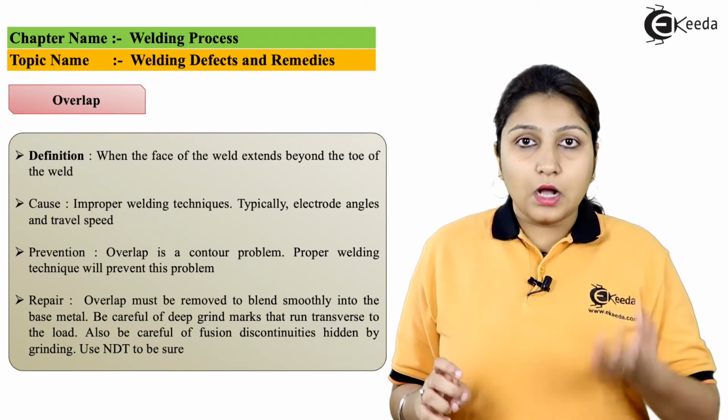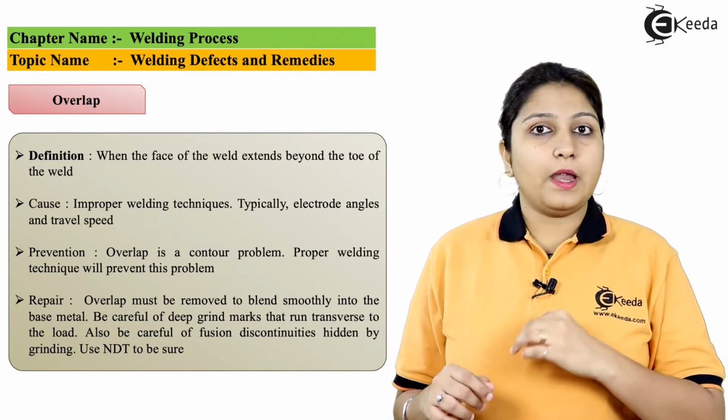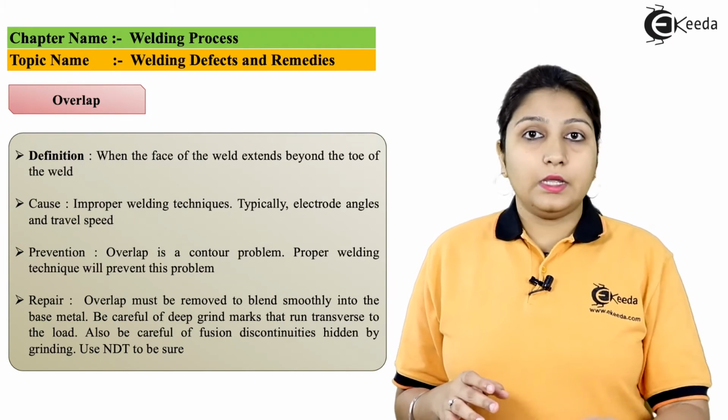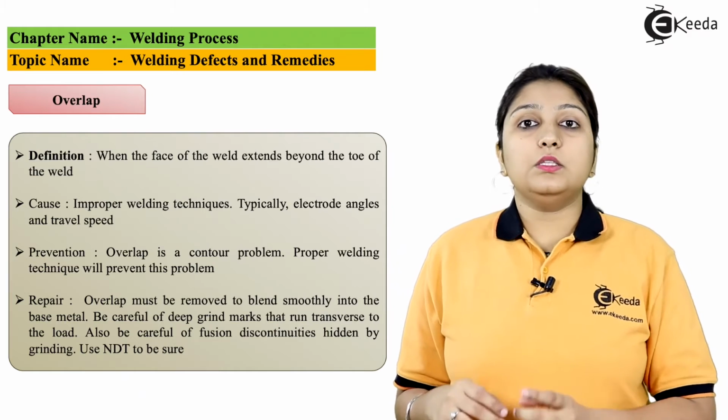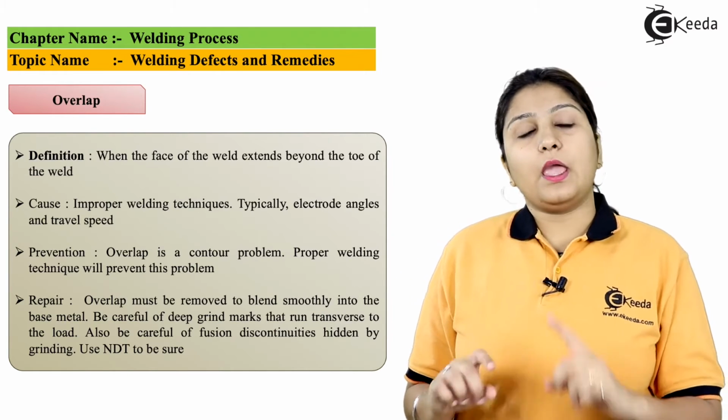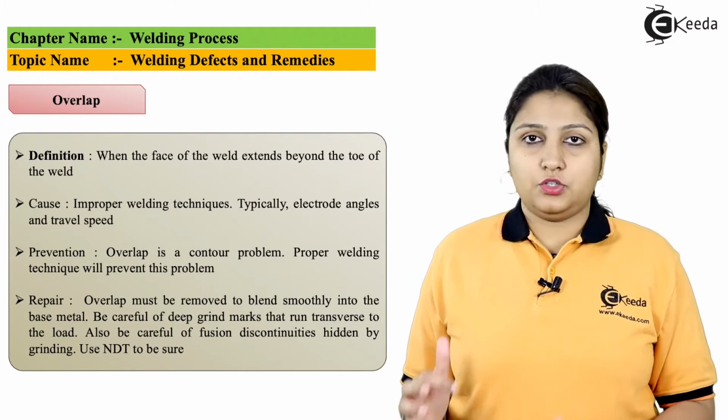If a curve or a peak is formed at the weld pool, you have to clean it thoroughly. In this way, overlapping can be prevented and your final product would be finished.